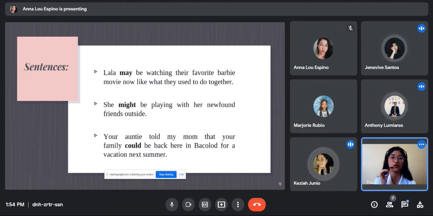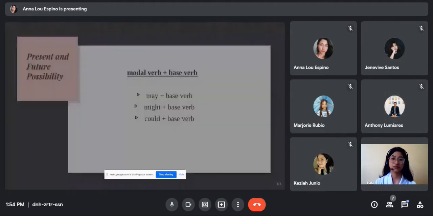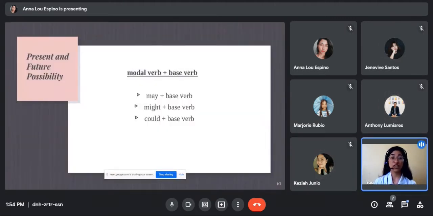None so far, ma'am. Okay, very good. So take note of this pattern, okay? Whenever you use a modal verb in a sentence for present and future possibility, the pattern that you should follow is this: modal verb followed by the base verb. When we say base verb, it is the present form of the verb. Am I right? Base verb is the present form of the verb?